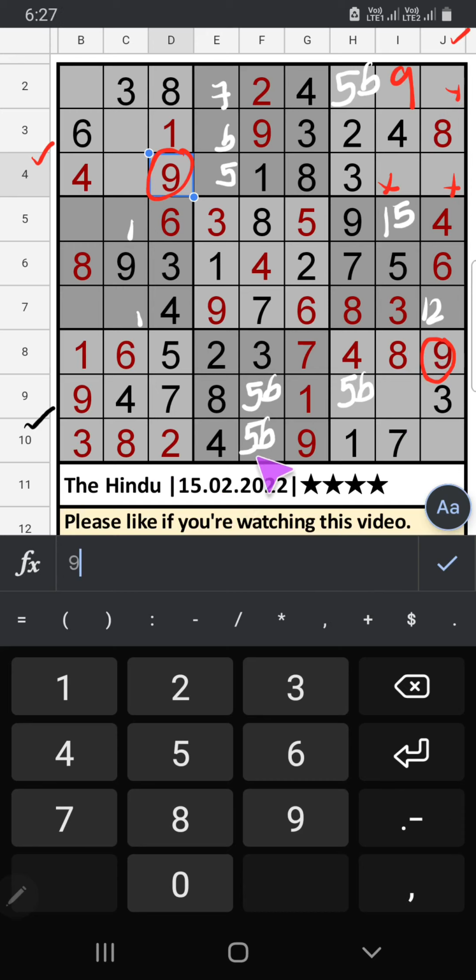10th row, 2 numbers are remaining, 5 and 6. Column J we have 6. So 6 can't come in this cell. 6 is confirmed here. Then 5 is here. Since 5 is here, so 5 can't come in this cell. Then 5 is confirmed here. Then 6 is here. We can confirm 5 also here. 9th row, only 1 number is remaining, 2. 2 is confirmed here.